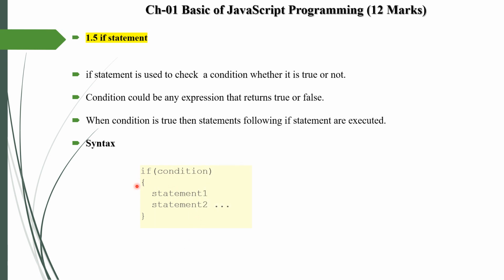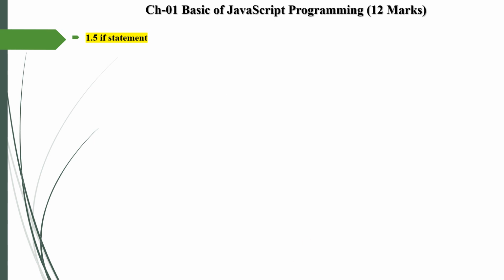If statement, then in brackets we write the condition. If this condition is true, then statements are executed, and if the condition is false, then the statements are not executed, meaning the compiler directly skips the statement. So this is about the if statement. Then we see an example of the if statement to check whether a number is greater than 100.